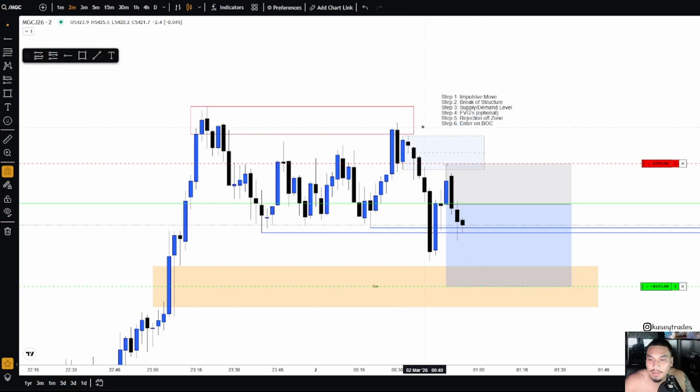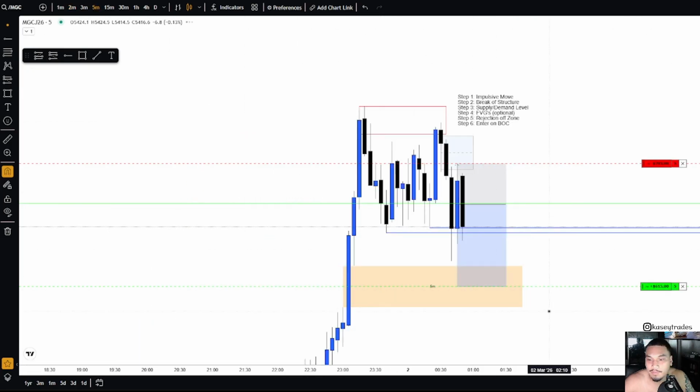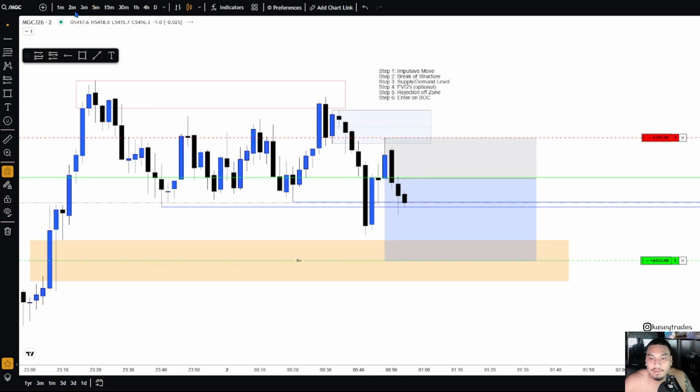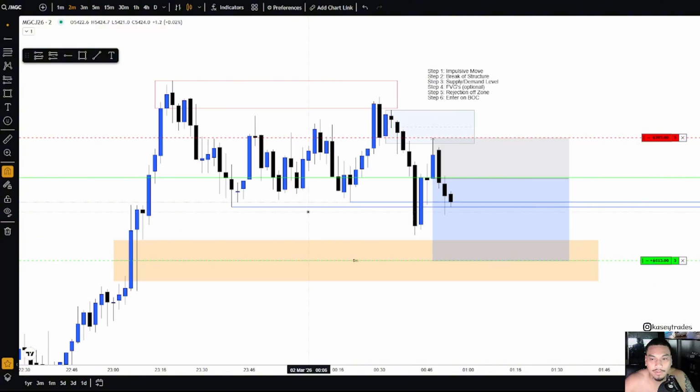Step 4, the fair value gap. So there's no fair value gap near our supply zone, but looking out on the 5 minute, we can see that this whole area right here, this whole orange area, is a fair value gap on the 5 minute. So when I saw that, I'm like, okay, we have a fair value gap to fill down here.